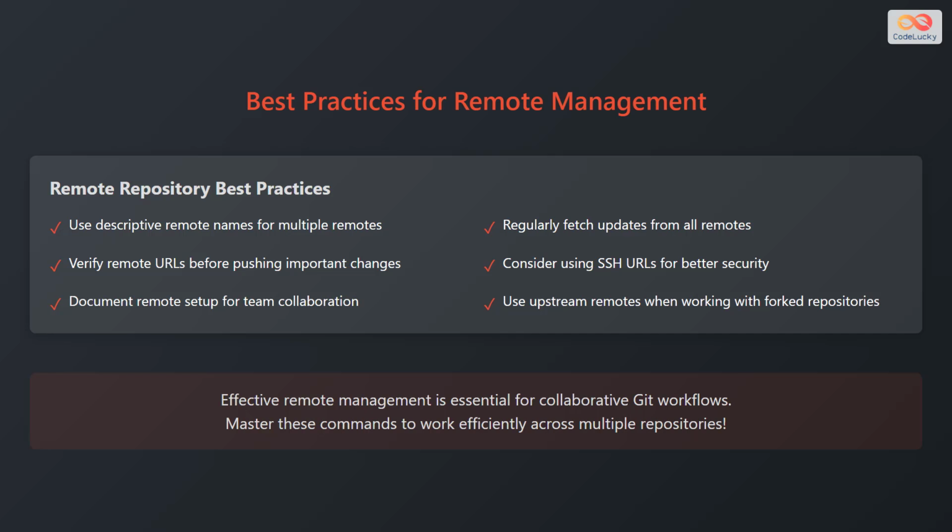Let's discuss some best practices for remote management. Use descriptive remote names for multiple remotes. Regularly fetch updates from all remotes. Verify remote URLs before pushing important changes. Consider using SSH URLs for better security. Document remote setup for team collaboration. Use upstream remotes when working with forked repositories. Effective remote management is essential for collaborative Git workflows. Master these commands to work efficiently across multiple repositories.